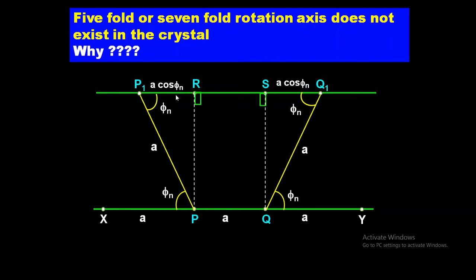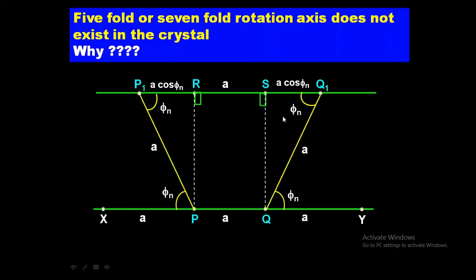So now we have found out P1R is A cos phi n, Q1S is also A cos phi n, and we know RS because this is a rectangle. If PQ is A, then RS is also A.